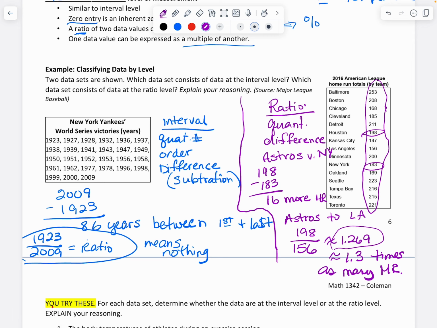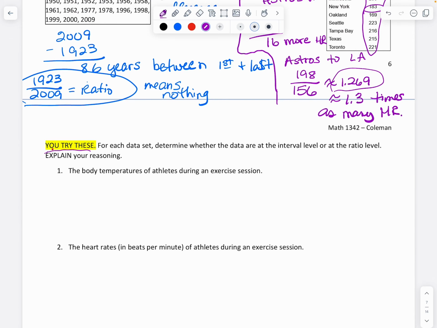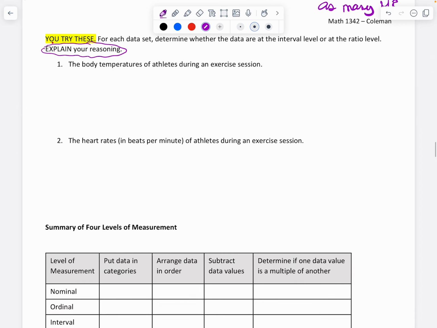Okay. All right, and this is going to give you an opportunity now to try one of these on your own. So again, try one of these and see what you get and what your thoughts are. And again, explain your reasoning. Go through what you think it is and explain how you came up with your conclusion.